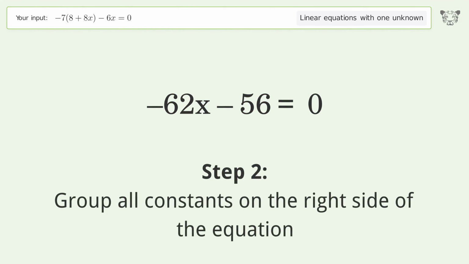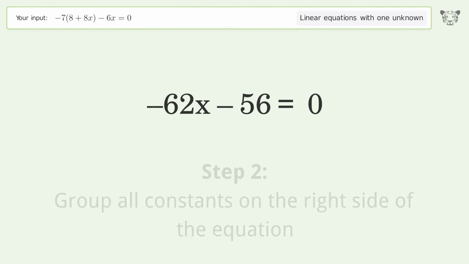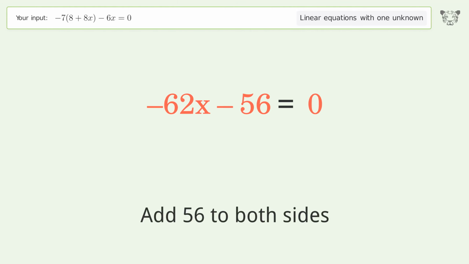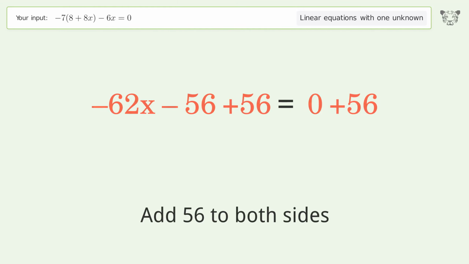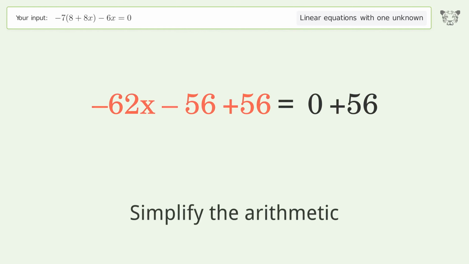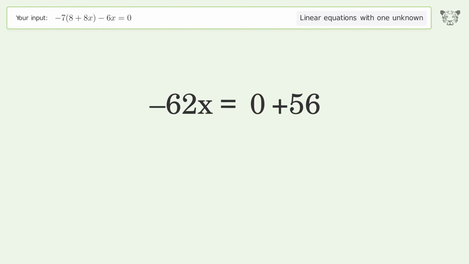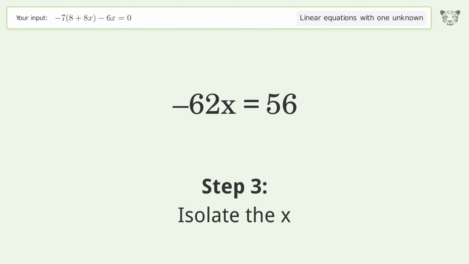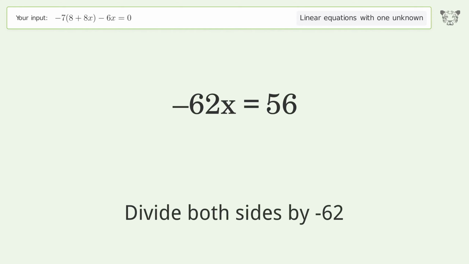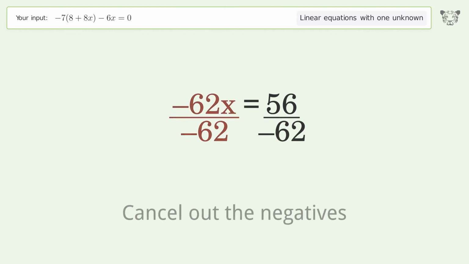Group all constants on the right side of the equation. Add 56 to both sides. Simplify the arithmetic. Isolate the x. Divide both sides by negative 62. Cancel out the negatives.